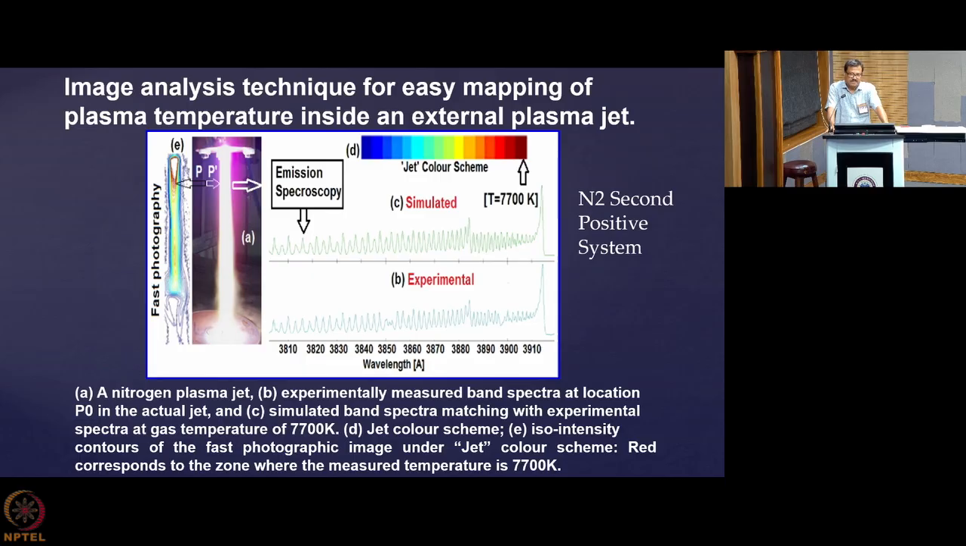If it is a molecular spectrum, as I told you, this is a nitrogen plasma jet, and you will get a copious amount of radiation from the molecular rotational vibrational spectra. Now, nitrogen has very popular bands. This is part of the nitrogen second positive system, and you can well simulate this band from theory. And we have done that. Nowadays there are many software packages available which you can use to get this spectrum from simulation.